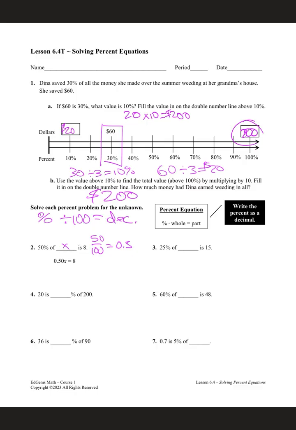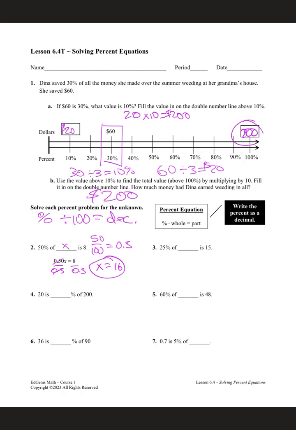At this point, just like in one of the earlier lessons, to solve a multiplication equation, we're going to divide. So we're going to divide both sides by 0.5. Okay, and multiplying by 0.5 and dividing by 0.5 cancels out. So then we're going to go 8 divided by 0.5, and that is 16. So x equals 16.